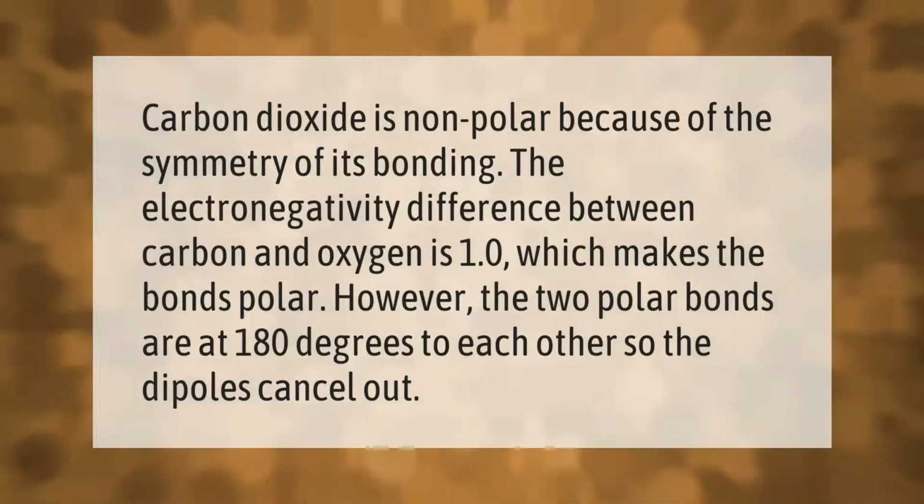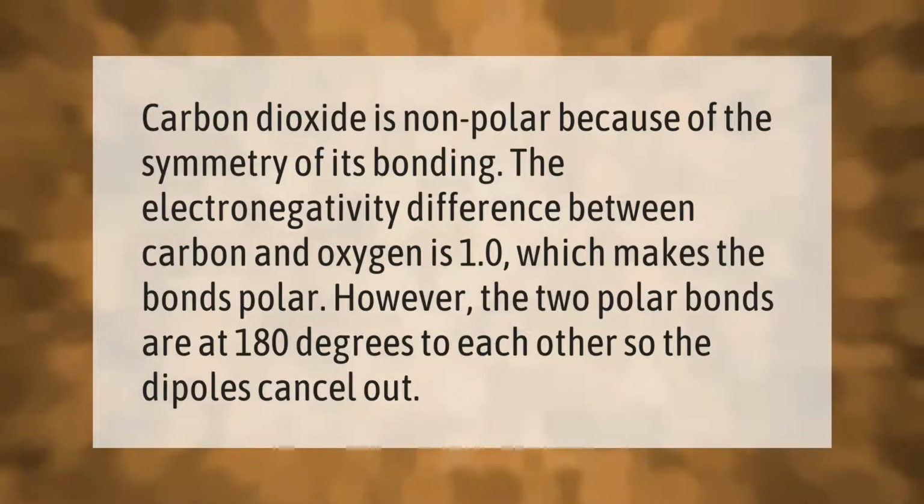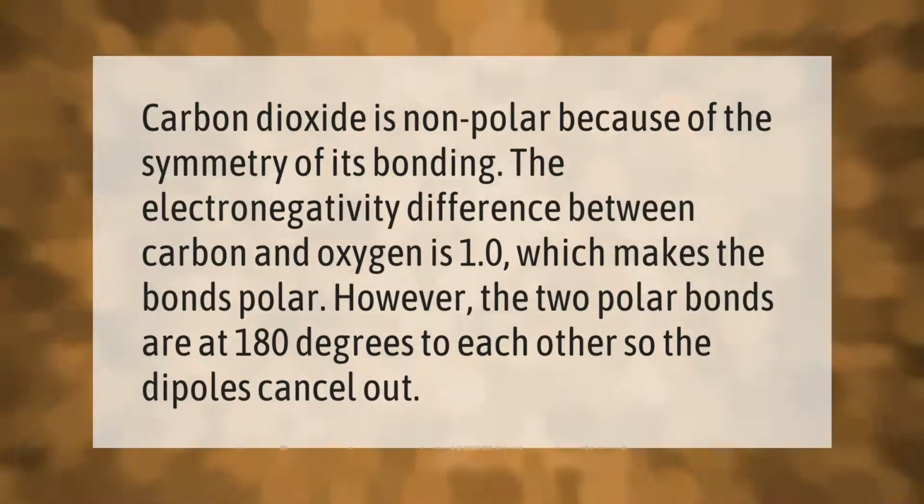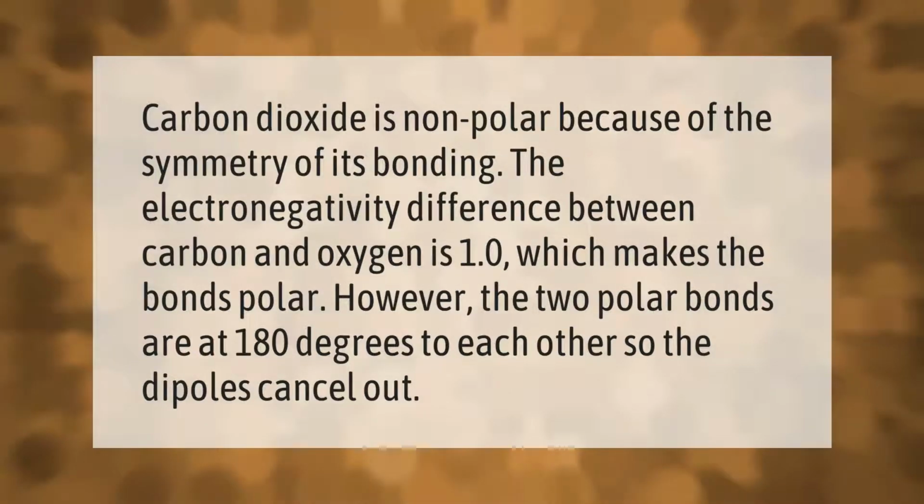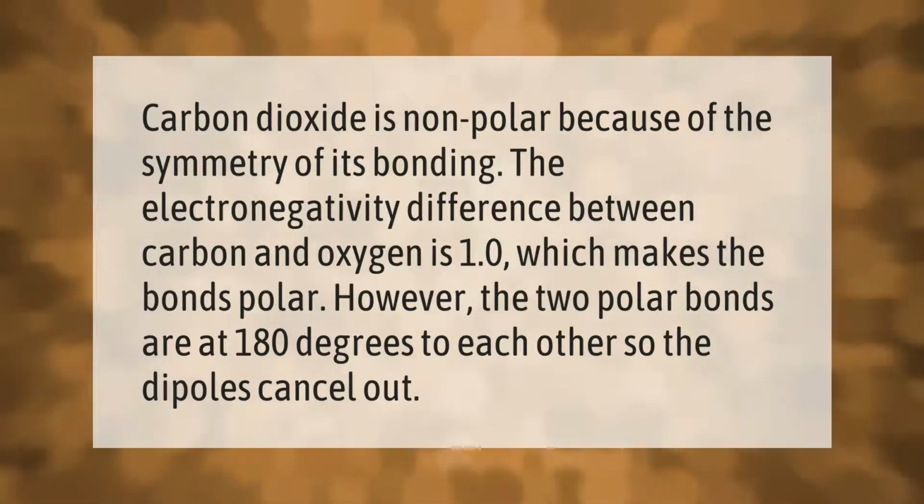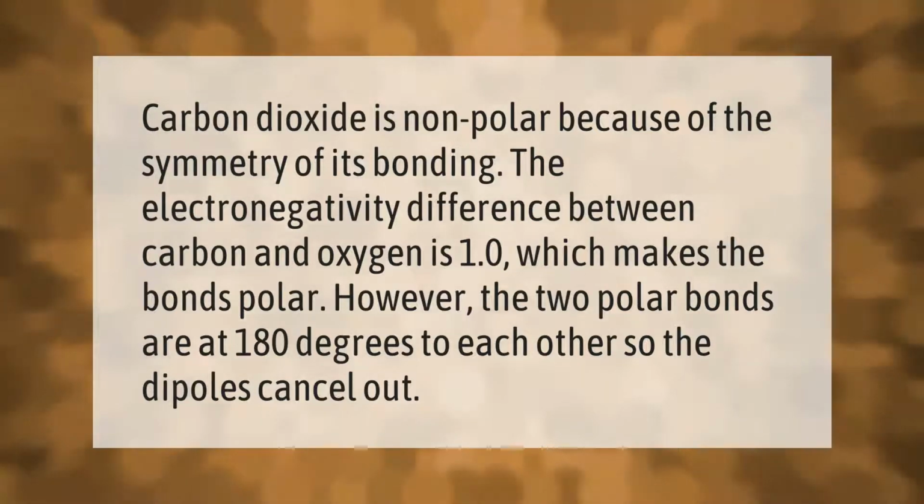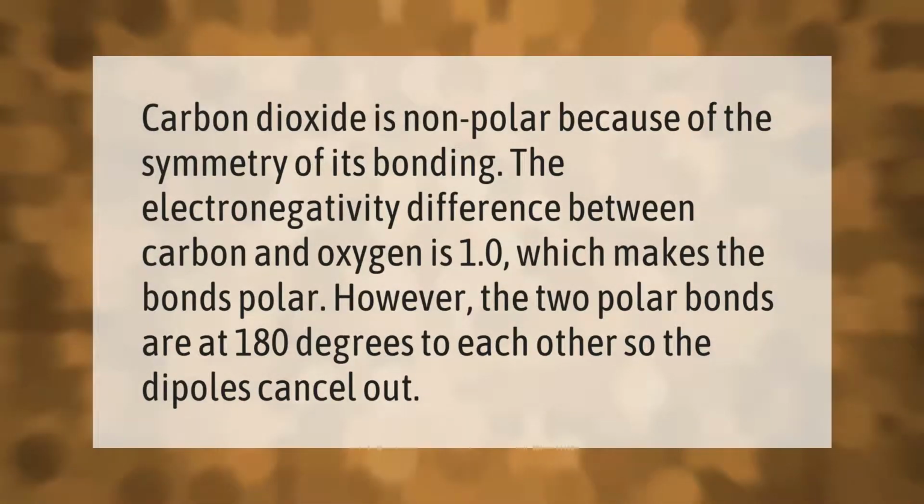Carbon dioxide is nonpolar because of the symmetry of its bonding. The electronegativity difference between carbon and oxygen is 1.0, which makes the bonds polar. However, the two polar bonds are at 180 degrees to each other, so the dipoles cancel out.